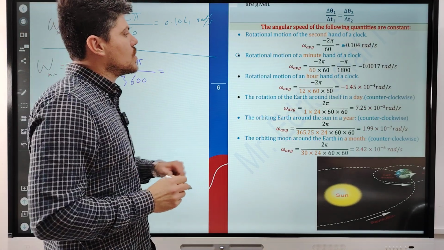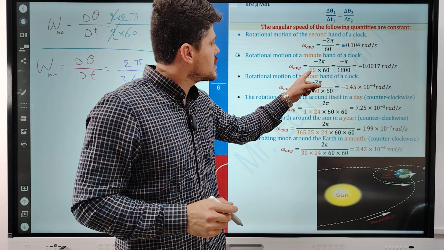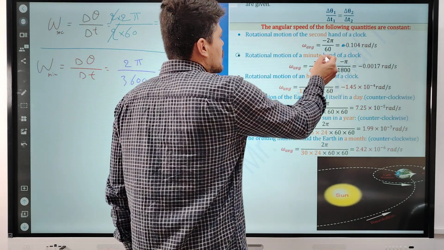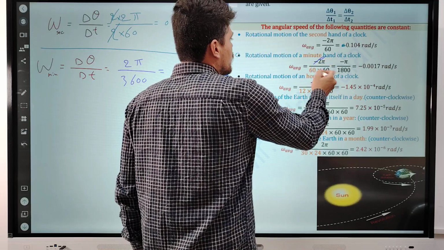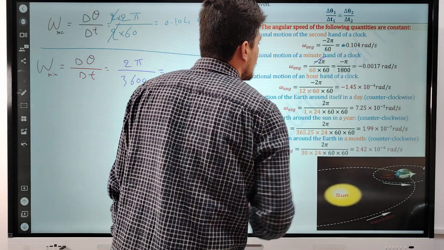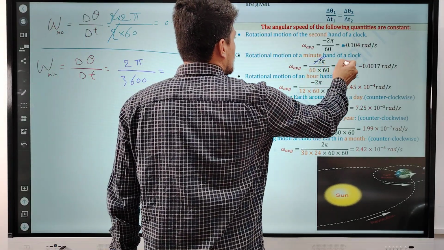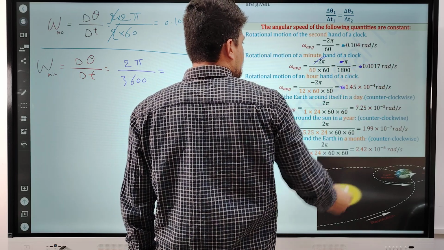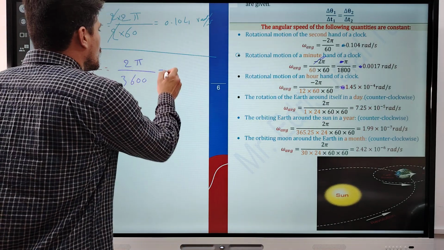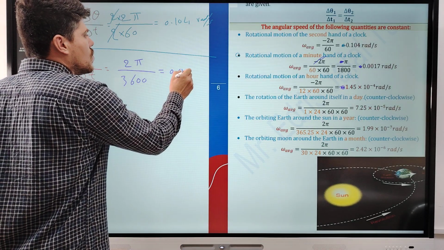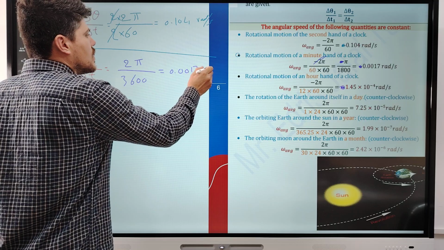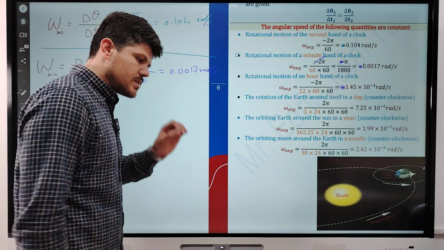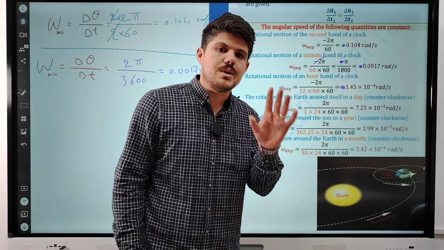3,600. To convert minute to second, you have to multiply by 60, and this 2 will cancel with the 3,600. It's going to be pi over 180. So you are not required to write the sign. Okay? It is equal to 0.0017 rad per second. So what is this? This is the value of angular speed for the minute hand.